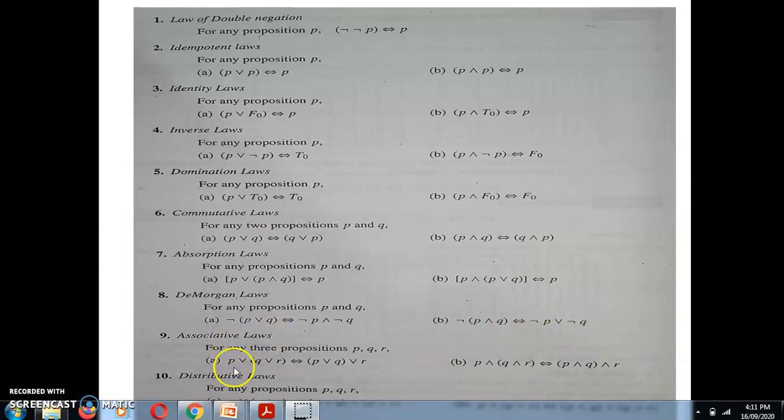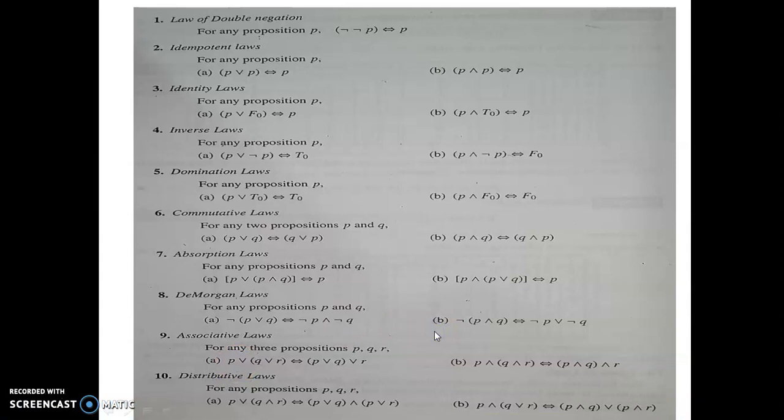And in the last two, we have three propositions p, q, r. When you have three propositions, here also the combination of the propositions changes. P or q or r, here combining the first two and r remains the same. Here the same thing, p and q and r, first enclosing the brackets for the first two and r.